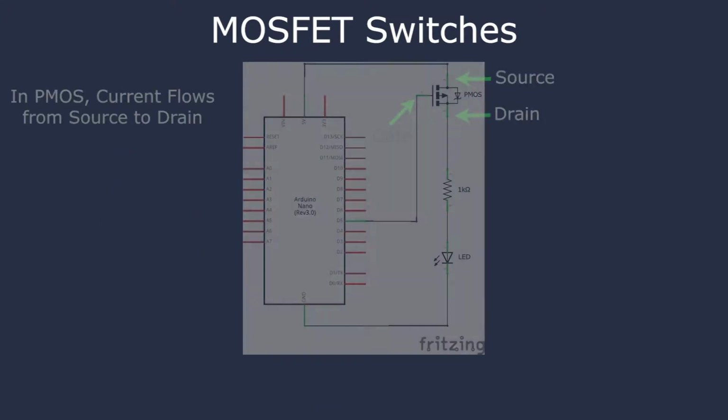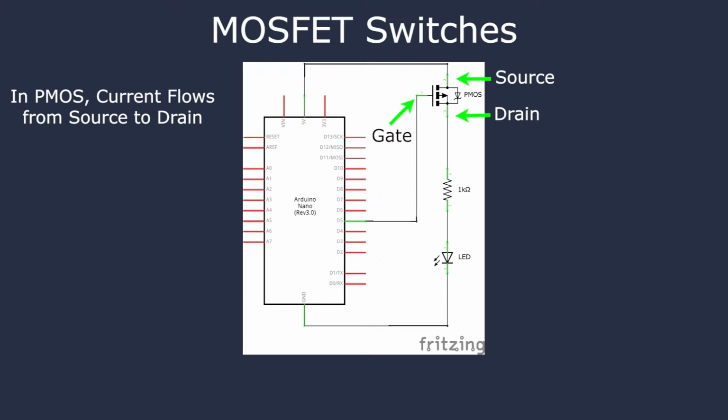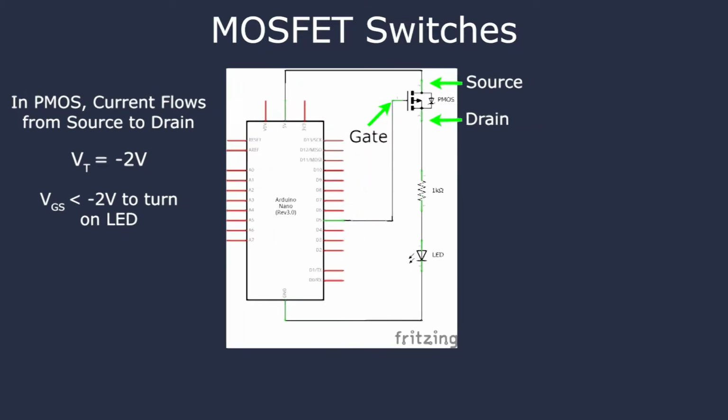Let's go through a thought experiment to find out why this is. The PMOS source is connected to a 5-volt line, the drain to an LED circuit, and the gate to a digital pin on the Arduino. For the PMOS device we're using, the VT is negative 2 volts. Thus, VGS needs to be less than negative 2 volts if we want the PMOS to allow current to flow from the source to the drain.